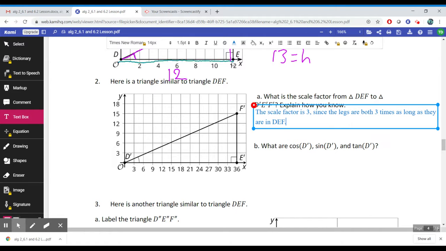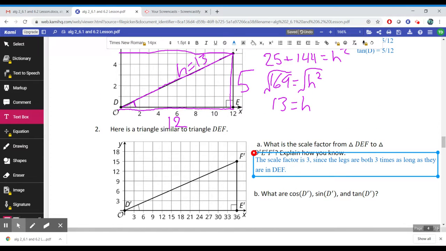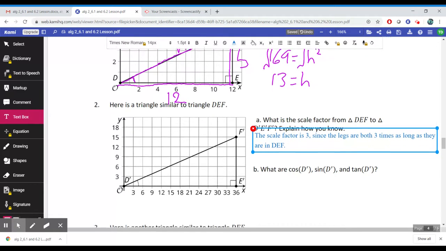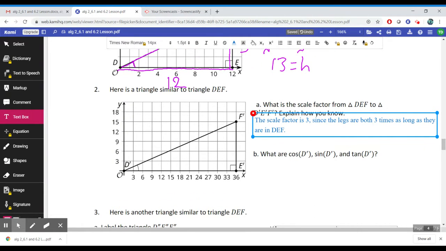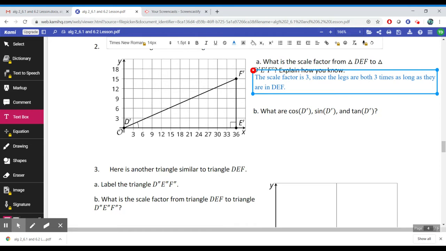So again, all I did to figure out that 3 number is I saw that my original triangle had a side length of 12, my new one had a side length of 36, and 12 times 3 gives me 36. For the vertical side, I saw that it had a length of 5. This one has a length of 15, going up to 15 on the y-axis there, and 5 times 3 gives me the 15. So since multiplying by 3 gives me the new side lengths, I know that the scale factor is 3. So what are cosine of d primed, sine of d primed, and tangent of d primed?